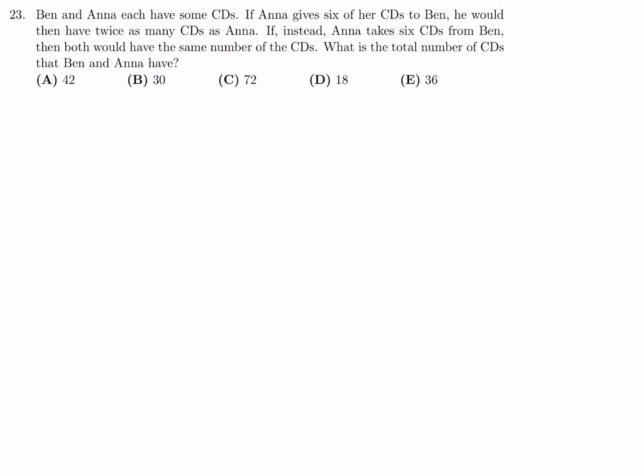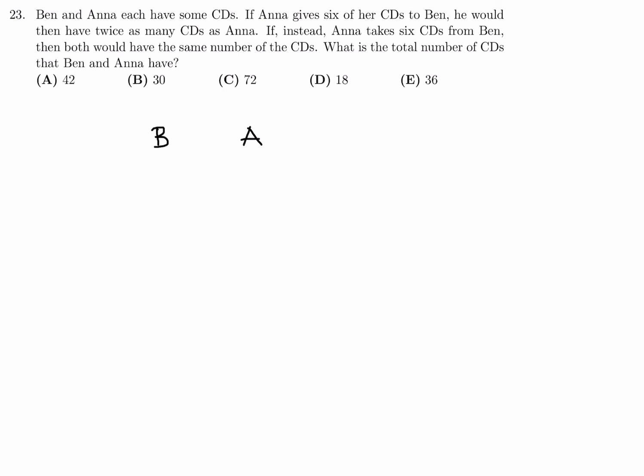Ben and Anna each have some CDs. If Anna gives 6 of her CDs to Ben, he would then have twice as many CDs as Anna. If instead Anna takes 6 CDs from Ben, then both would have the same number of CDs. What is the total number of CDs that Ben and Anna have? All right, so here's Ben, here's Anna. Let's figure out the mathematics of this.